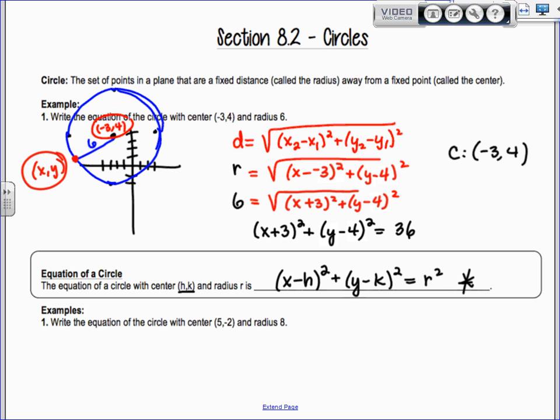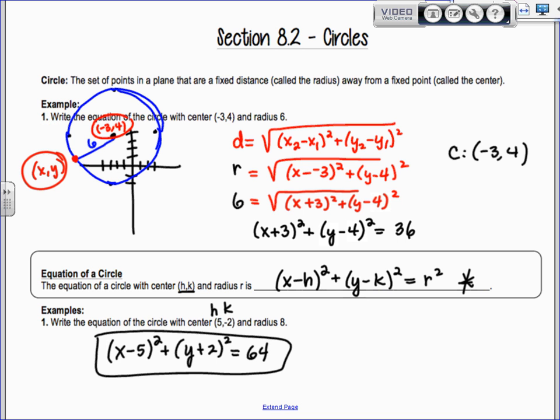We like these. Okay, so number 1 says write the equation of the circle with center 5, -2, and radius 8. So my center is my h, k. So h is 5, k is -2. So my equation is just going to be x minus 5 squared plus y minus a -2, so I write plus 2 squared equals 8 squared, 64. That's it. That's your answer. Easy, right? Just always know there's always a twist, right?